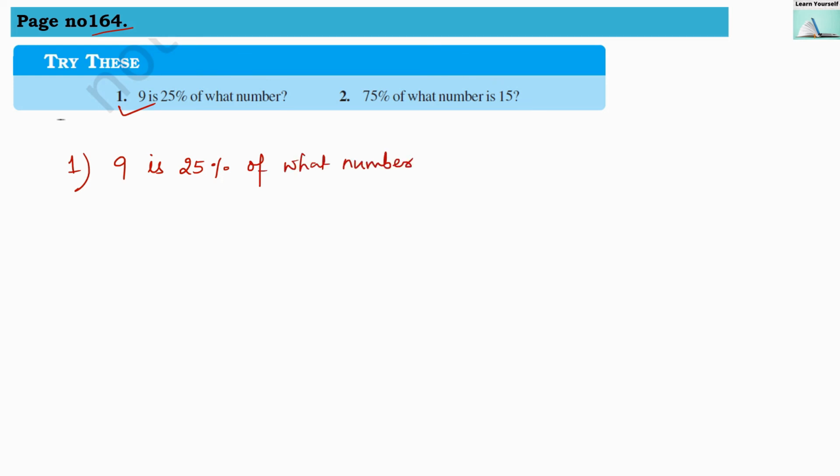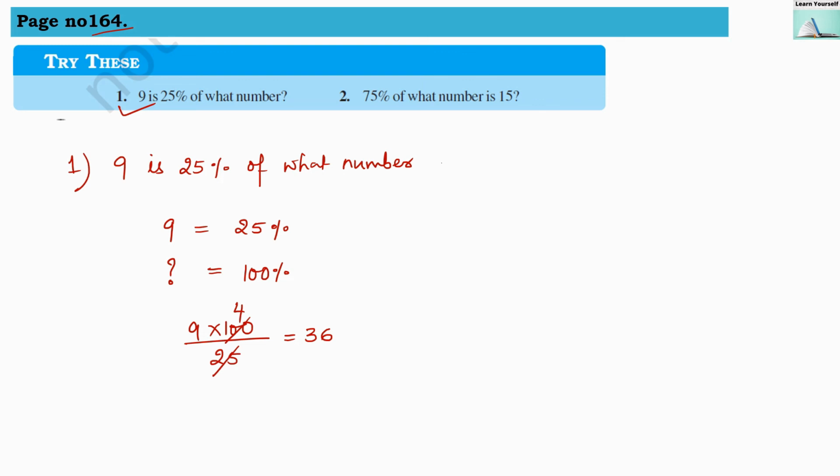So let us first do it with the unitary method. So 9 is how many percent? It is 25%. So we have to find out the whole quantity. So the whole quantity is 100%. So what will be the number associated with the 100% quantity? So 9 into 100 in division 25. So 25 4s are 100. So we got here the answer 36. That 25% of 36 is number 9.